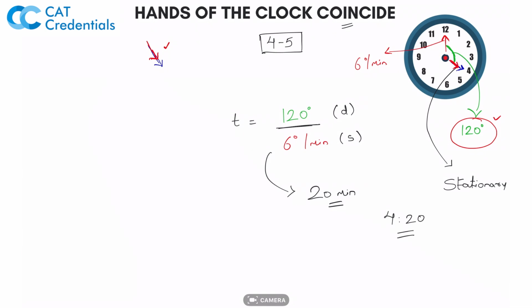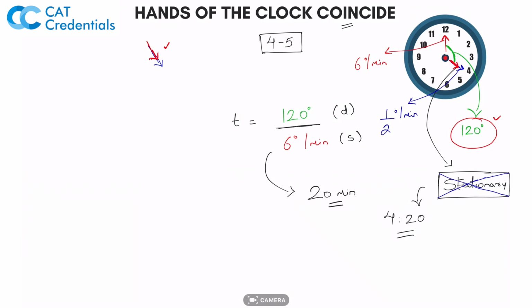But what is the problem here? I considered the hour hand to be stationary. That is when the answer came to be 4:20. So in 20 minutes the minute hand will overlap over the hour hand, given the fact that the hour hand is stationary. But we know that the hour hand is not stationary. It is also moving, and we know the speed of the hour hand. What is the speed of the hour hand? Half a degree per minute, right? We just found this out in the previous section.